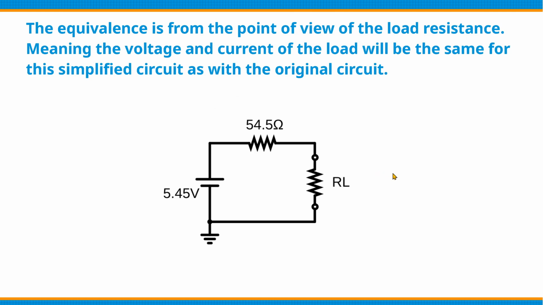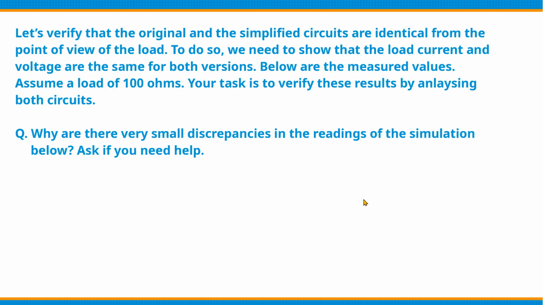And the reason why it is equivalent is because, again, the current through the load resistor and the voltage across it must be the same for the two versions of the circuit. So in order to verify that, let's assume a load resistance of 100 ohms and then compute the current through the load and the voltage across it for both versions.